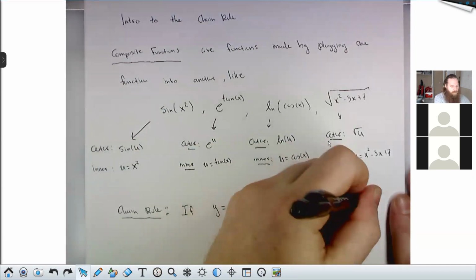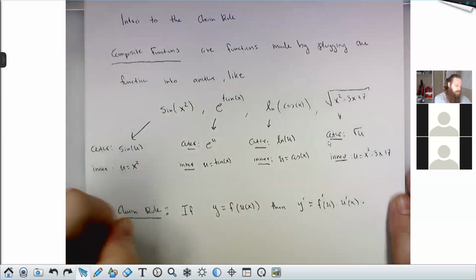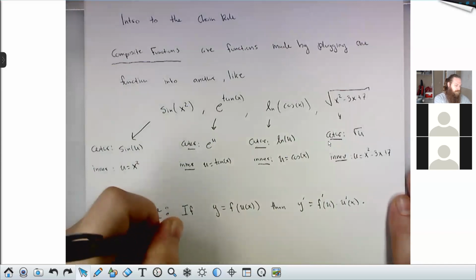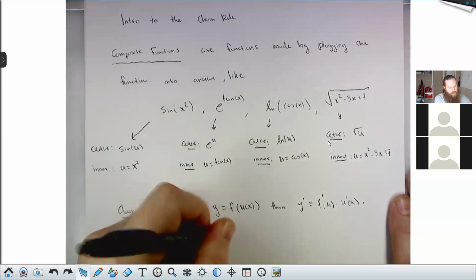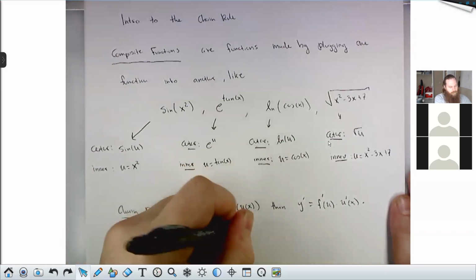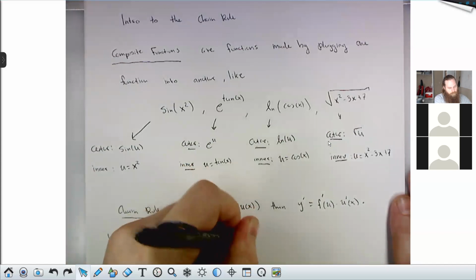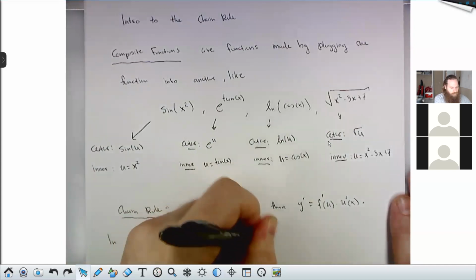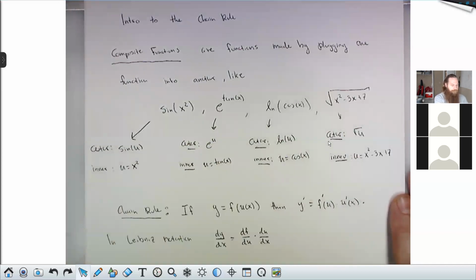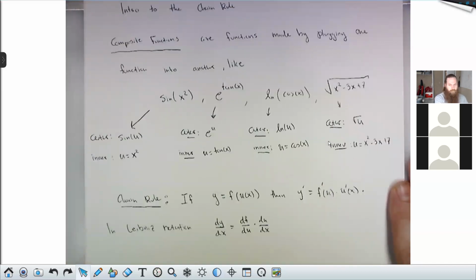In Leibniz notation, this looks very nice. This says that dy dx is equal to df du times du dx. So you can kind of think of the du's as canceling, and you get df dx or dy dx, which is your normal thing.